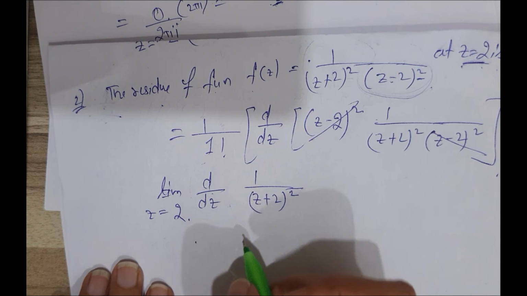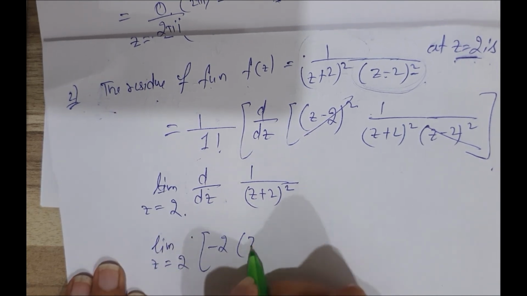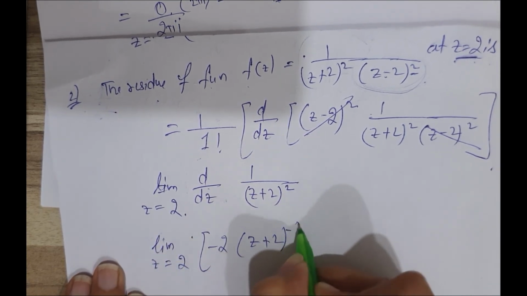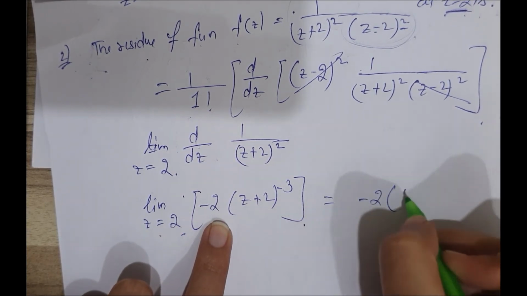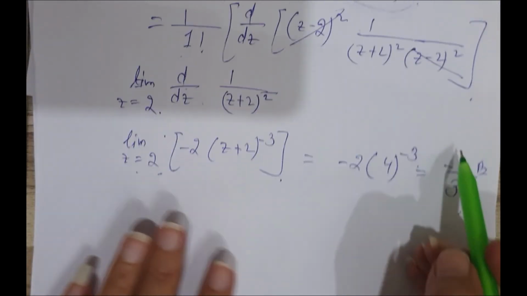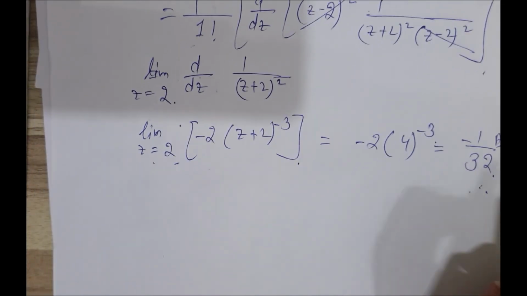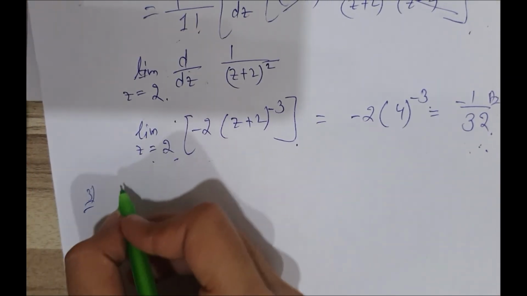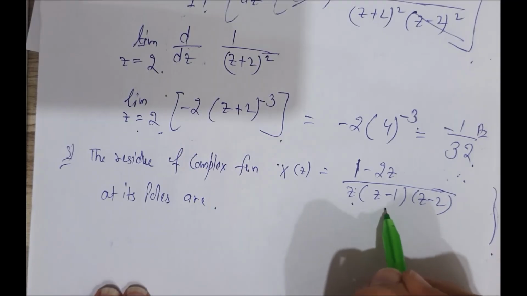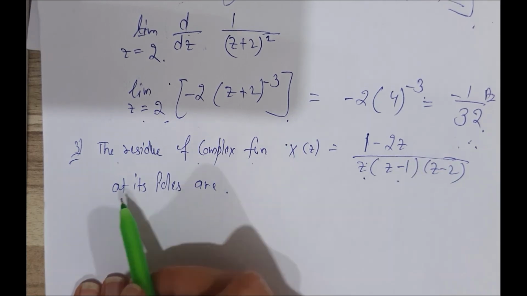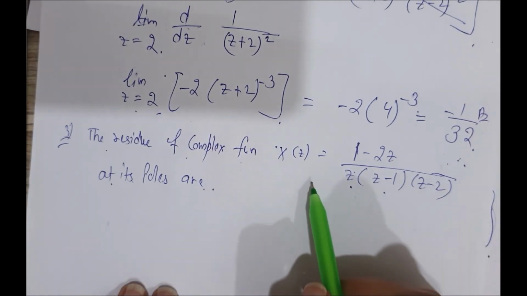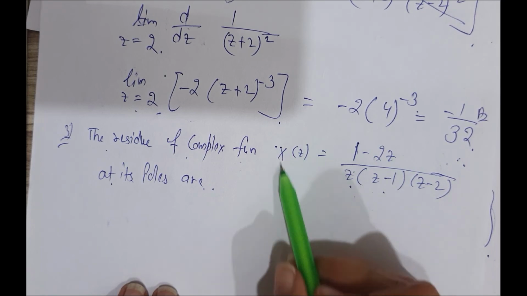Now differentiate it. Now put the value of z here. So the answer will come out to be minus 1 by 32. Now next question. All these questions are GATE questions. This is also a GATE 2010 EC 2 marks question. Now in this question, the residue of this complex function at its poles are. Here we have to find the residue at all the poles.